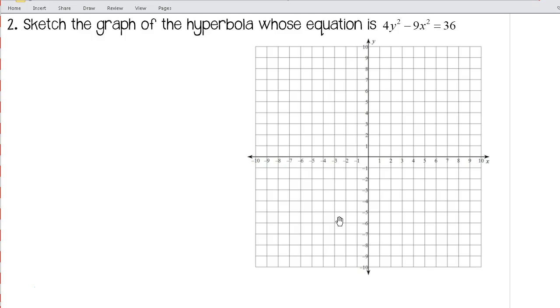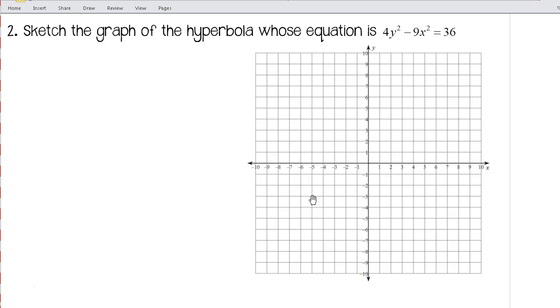So we're going to go through this example together. We want to sketch the graph of the hyperbola. We're also going to find some extra stuff. We're going to make sure we find the center, our vertices, and our foci.